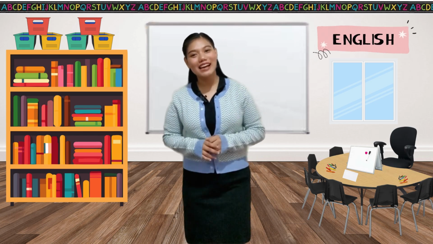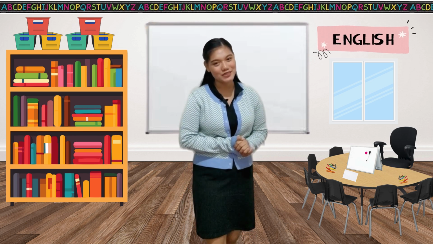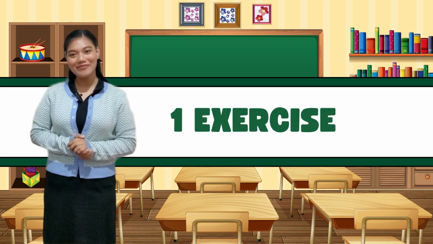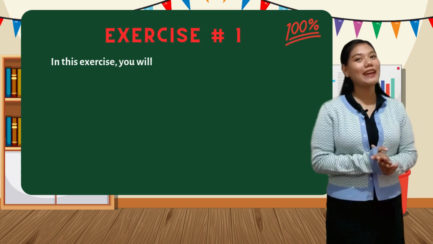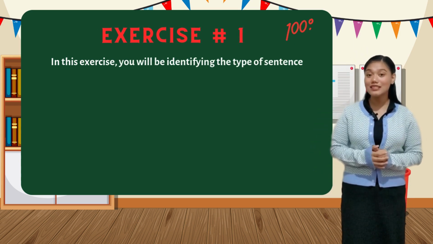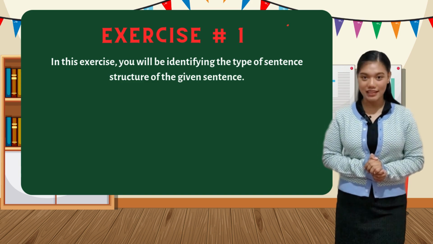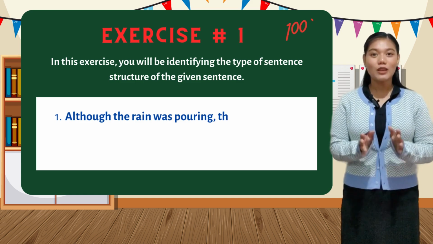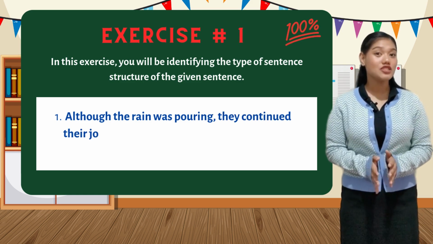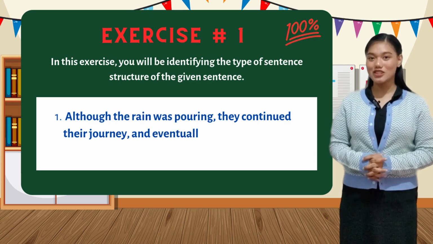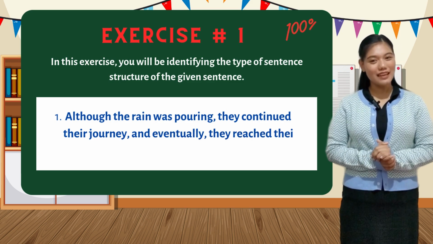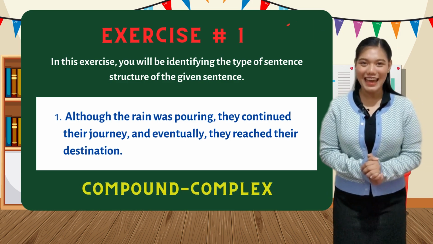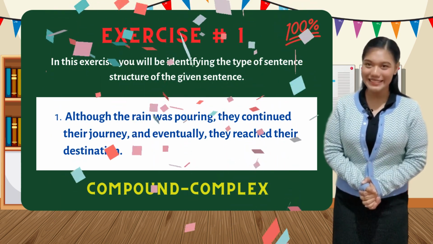Alright, we're done discussing the four sentence structures. And to test your learning, I have this simple exercise. In this exercise, you will be identifying the types of sentence structure of the given sentence. Number one, although the rain was pouring, they continued their journey and eventually they reached their destination. What type of sentence structure is it? Yes, it is a compound complex sentence.